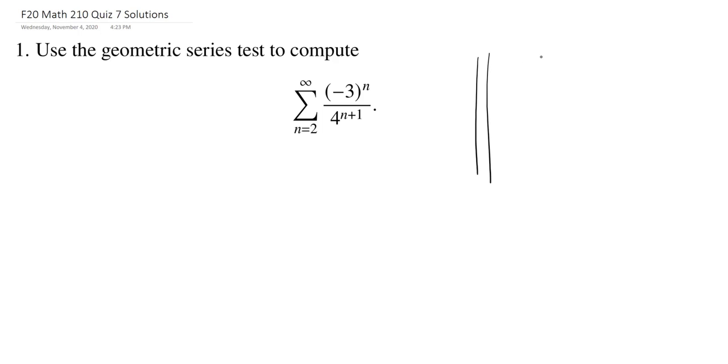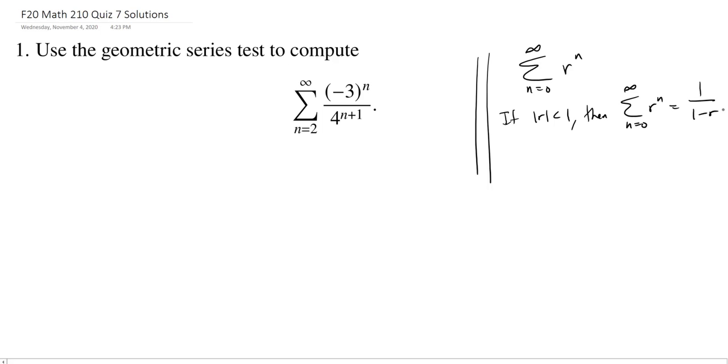If you have a series which starts at 0 and goes to infinity, and you have some ratio r which you're raising to the nth power, well, there are two cases. If the absolute value of r is less than 1, then the series is going to converge. And not only is it going to converge, but it'll converge to 1 over 1 minus r. On the other hand, if the absolute value of r is at least 1, then this series will diverge.